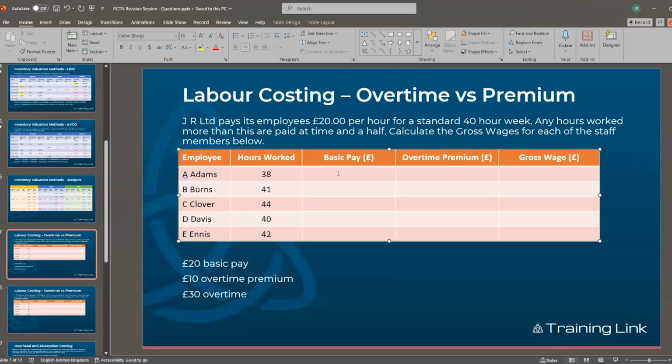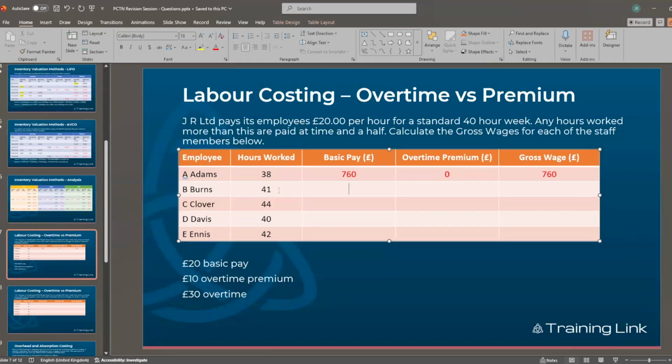So for A Adams, we've got 38 hours worked and basic pay is £20 per hour. If we multiply those together, we get £760. The standard week is 40 hours. So A Adams has worked 38, so they're not entitled to any overtime there. That will be zero, meaning the gross wage will be 760.